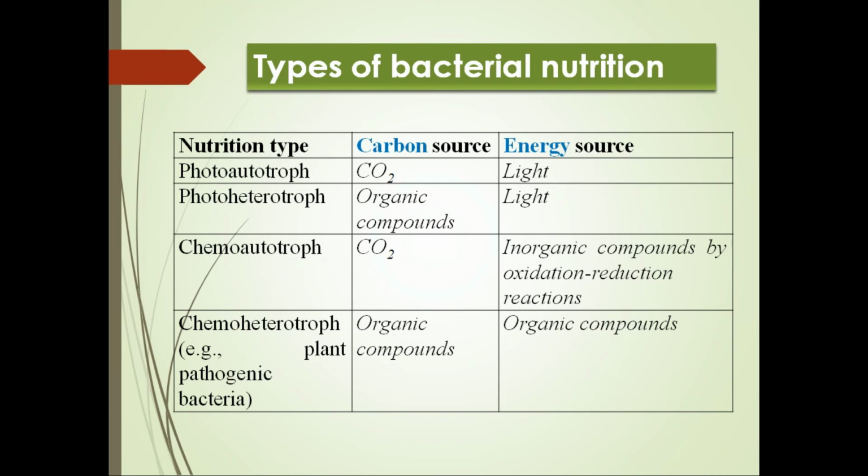Plant pathogenic bacteria are chemoheterotrophs. There are some bacteria which can be photoautotrophs, the photosynthetic bacteria. Plants are also photoautotrophs. So in general, these are the kinds of nutrition that the bacteria have. And plant pathogenic bacteria are chemoheterotrophs.